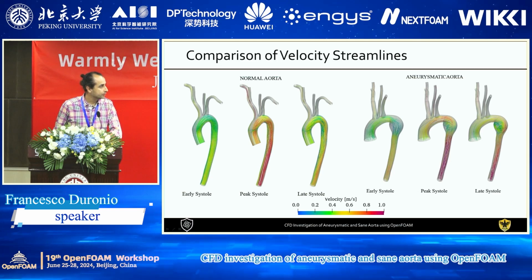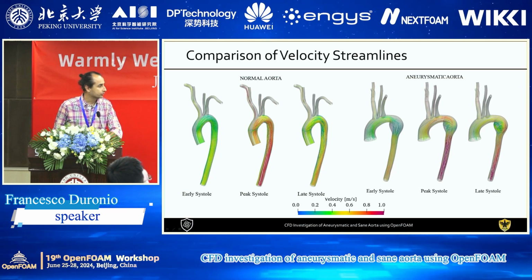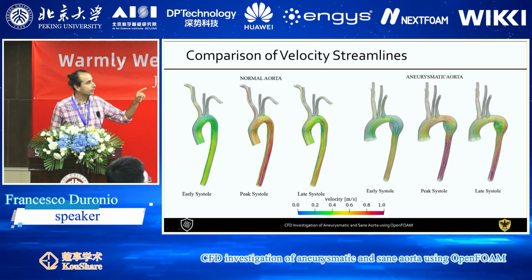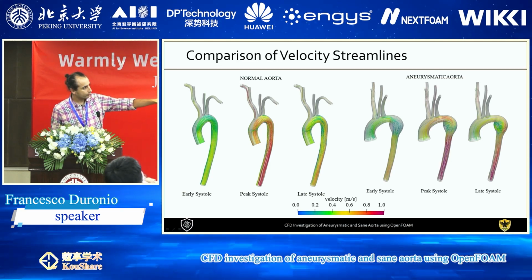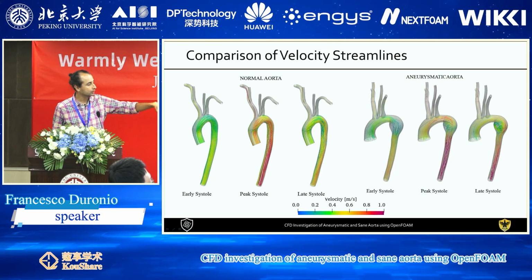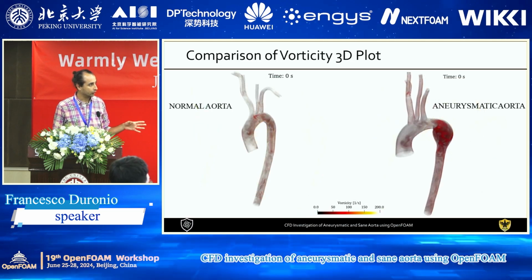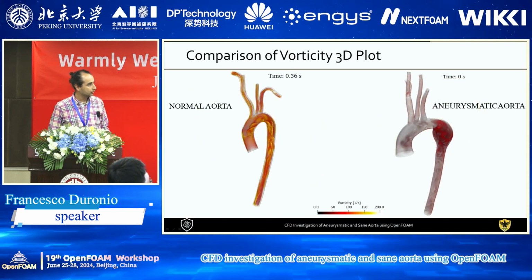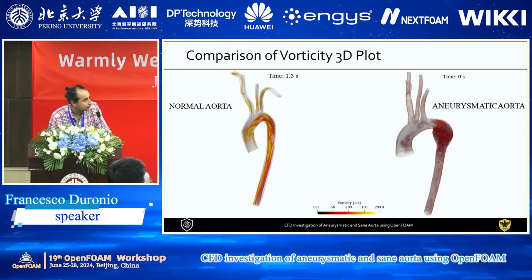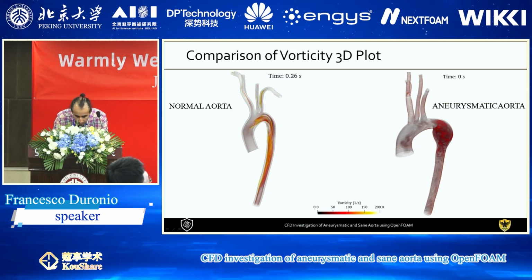And those are instead comparisons of the velocity streamlines for the normal and the aneurysmatic aorta. As you can see, for the normal aorta, the flow is almost laminar, very regular, smooth. While for the aneurysmatic aorta, we can see how we have some chaotic flow in the enlargement, in the descending aorta. The flow becomes not regular, turbulent. We have definitely a vortex, and we can look at it. I don't know why it's not playing. It's only playing on the left-hand side.